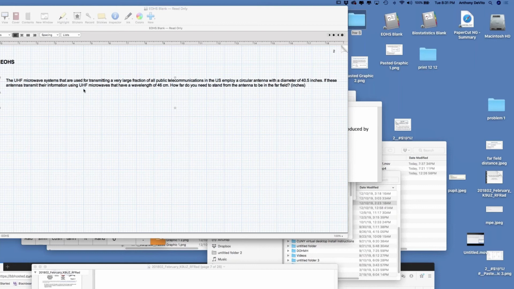Antennas transmit their information using UHF microwaves that have a wavelength of 46 centimeters. How far do you need to stand from the antenna to be in the far field? And we want the result in inches. The diameter we're working in inches almost exclusively here. But again, we're going to have to look at our formulas.